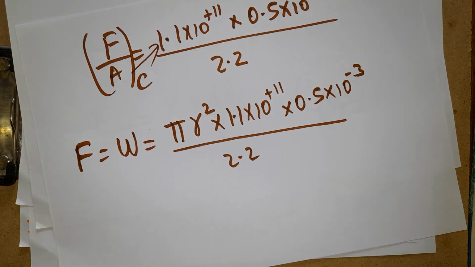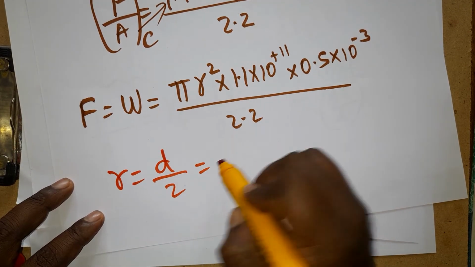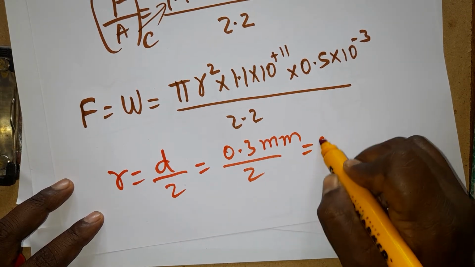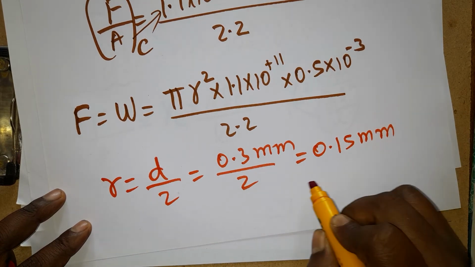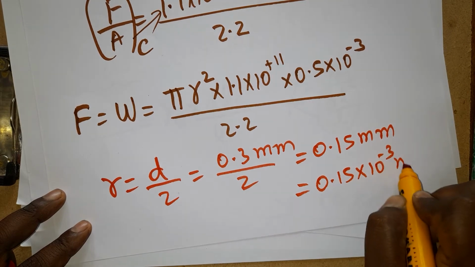What is the radius? Radius of the steel wire, diameter I know. It's going to be 0.3 millimeter. Radius, if you want, is diameter divided by 2. Dia is 0.3 millimeter divided by 2, I will get 0.15 millimeter. If you want to convert millimeter to meter, 0.15 into 10 power minus 3 meter.